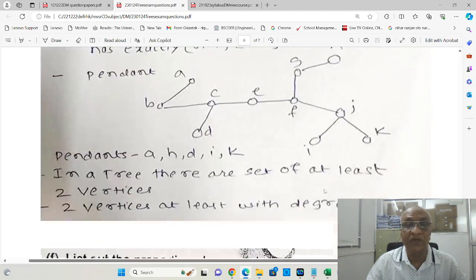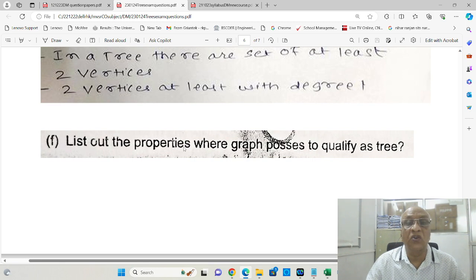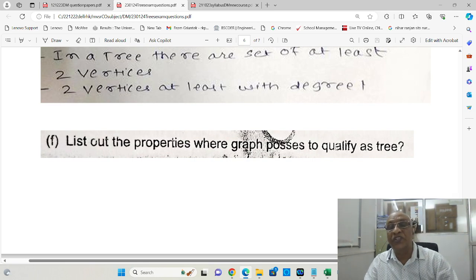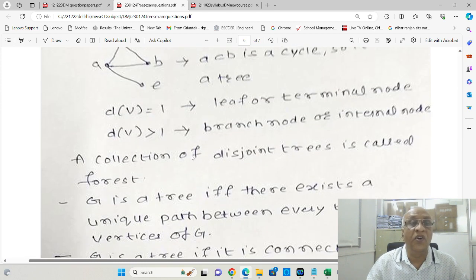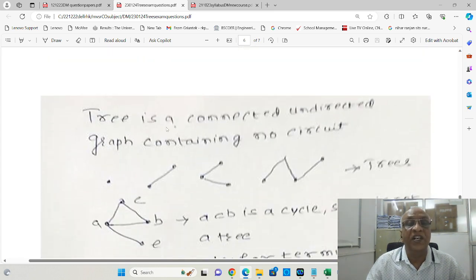There is one more exam question: list out the properties a graph possesses to qualify as a tree. So I just need to give the definition of a tree, because a tree is derived from a graph. That will suffice as the answer for this question. What is a tree? It's a connected undirected graph. It does not have any circuit.